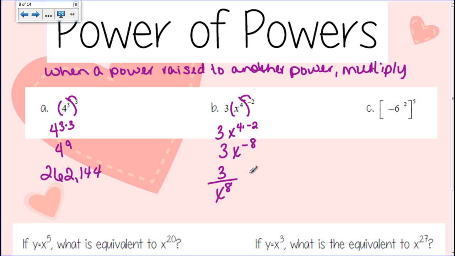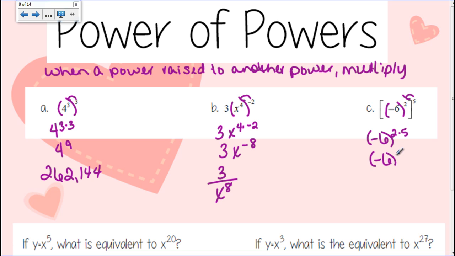So now let's talk about C. I have this whole thing, negative 6 squared to the 5th. There are parentheses here because I want this entire negative 6 to be squared, and then I want the whole thing taken to the 5th power. Well, I'm going to distribute my exponents just like before. So I have negative 6 to the 2 times 5 power, which is the same thing as negative 6 to the 10th power.